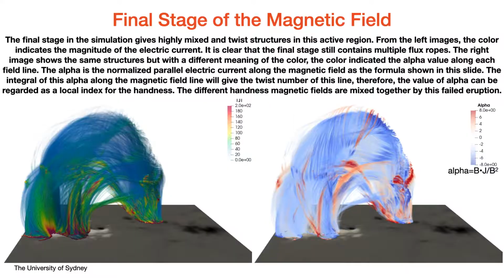this field eruption. The final stage in the simulation gives highly mixed and twisted structures in this active region. The color in the left figure indicates the magnitude of the electric current. It's clear that the final stage still contains multiple flux ropes, and the right one shows the same structure, but the color indicates alpha values. This value is a local index for the magnetic chirality, which makes it clear that different twisted field lines are contained in the final stage.